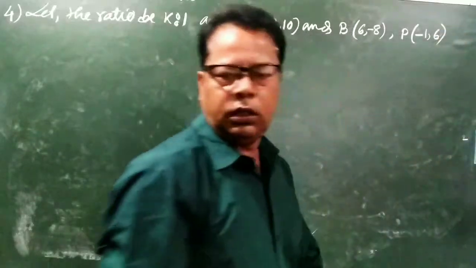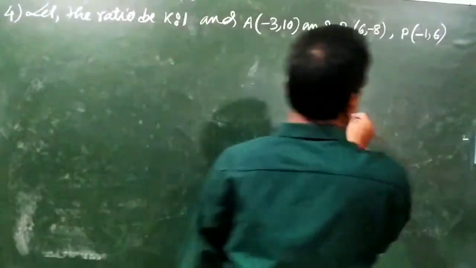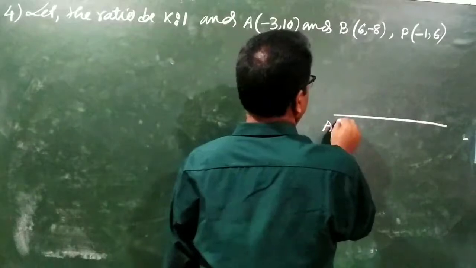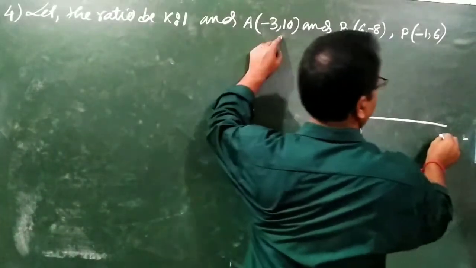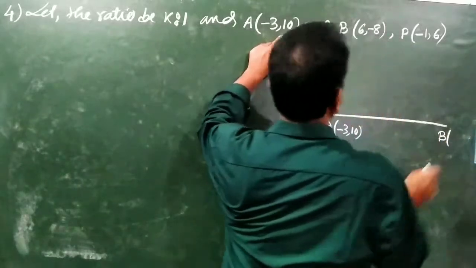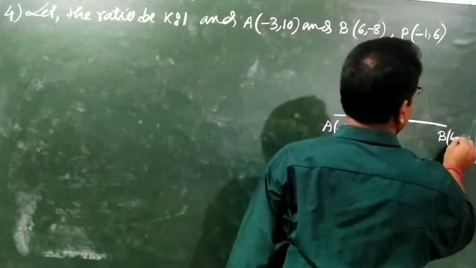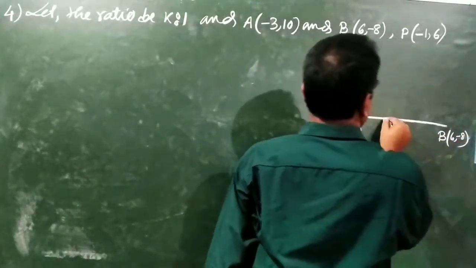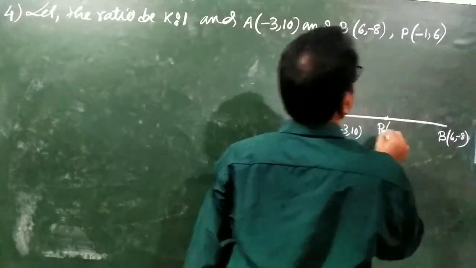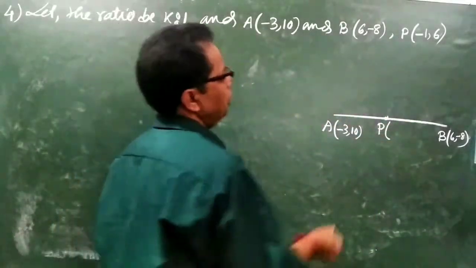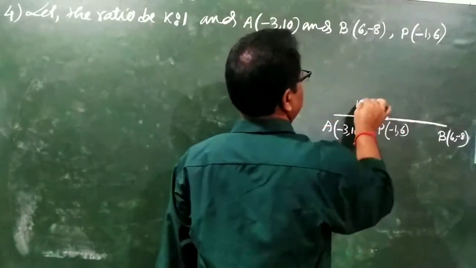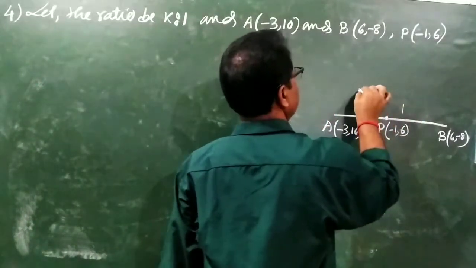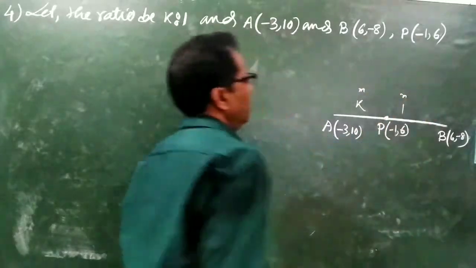So let's draw the figure. So this is A whose coordinates we have taken -3 and 10. Point B coordinates 6, -8. Point P whose coordinates -1 and 6. And the given ratio is k:1 that we have taken. This is M, this is N.